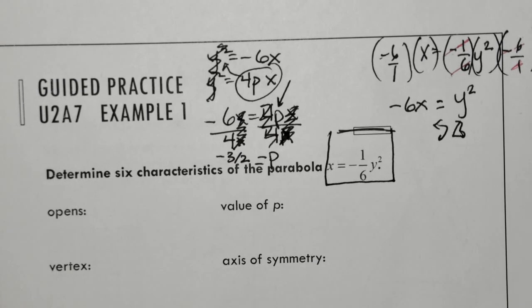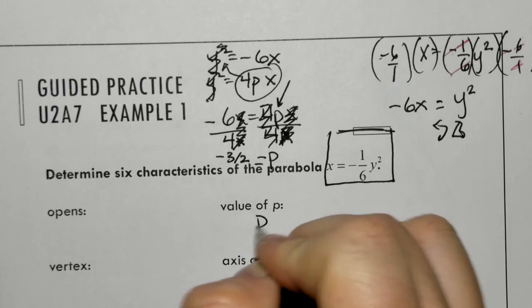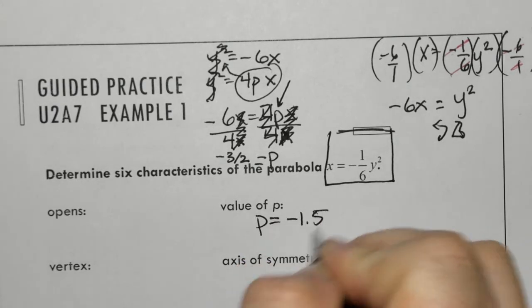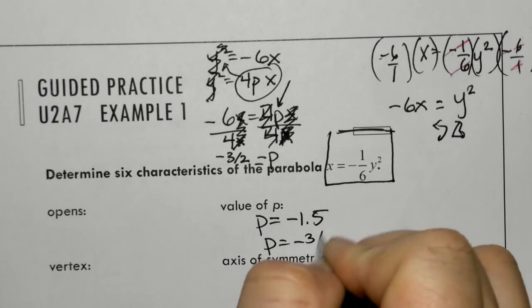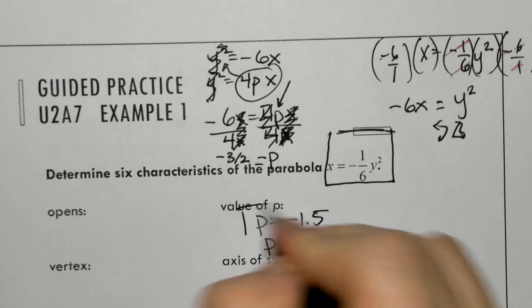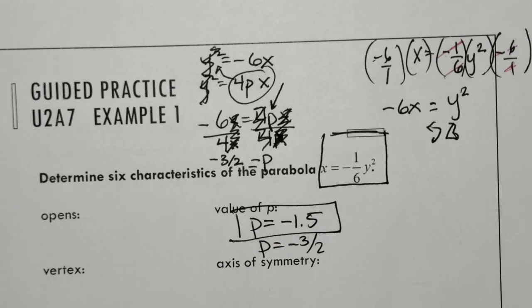If you're like me, sometimes I like to work with decimals instead of fractions. You can write p equals negative 1.5, or that's equivalent to negative 3/2. Whichever one you prefer. I'm going to do the decimal, but you're welcome to use the fraction. This tells us a lot. This allows us to finish this very quickly.